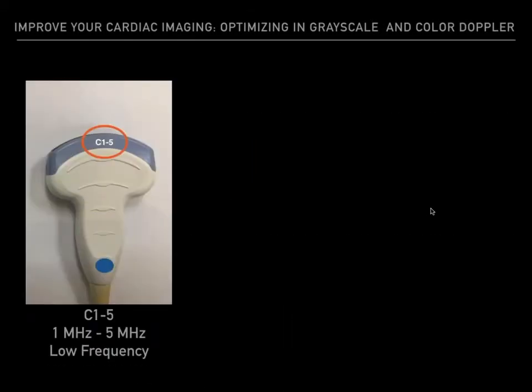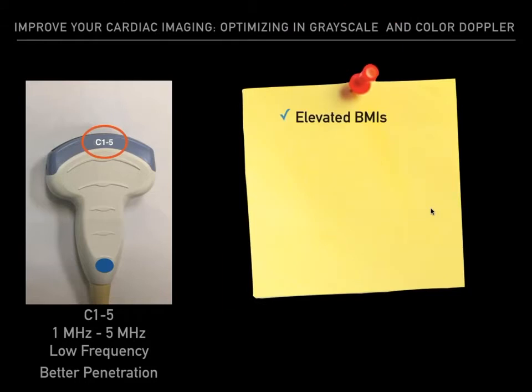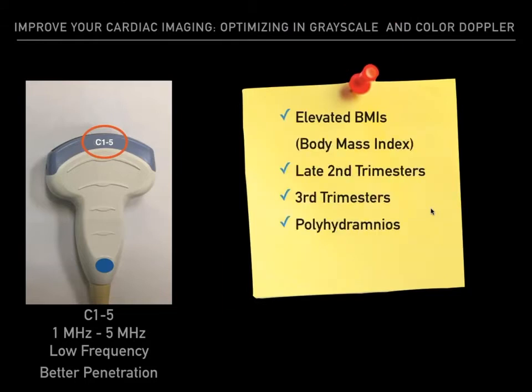Here we have the C1 to 5 megahertz low-frequency transducer, which entails better penetration. This is appropriate for your elevated body mass index patients, late second trimesters, third trimesters, and in a setting of polyhydramnios and even rib shadowing.